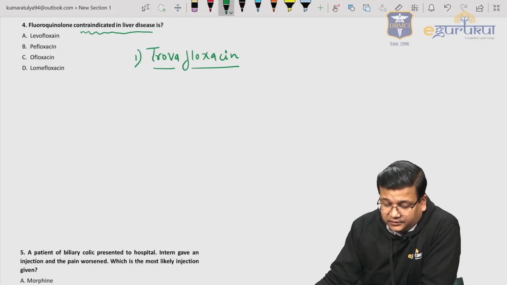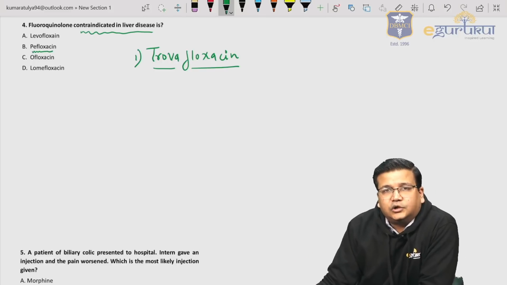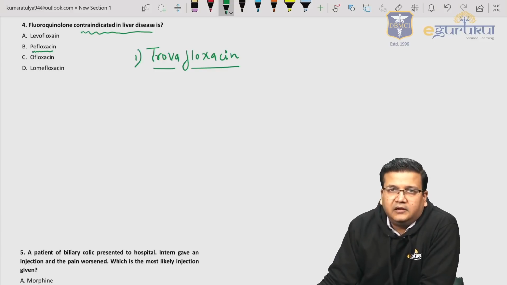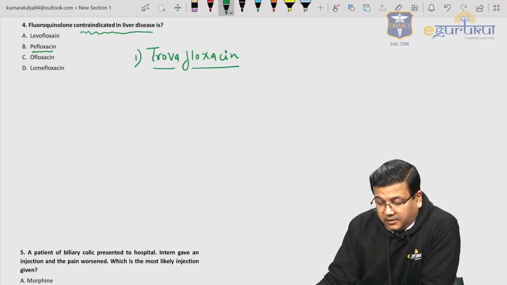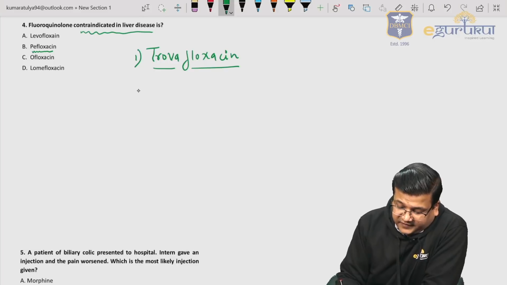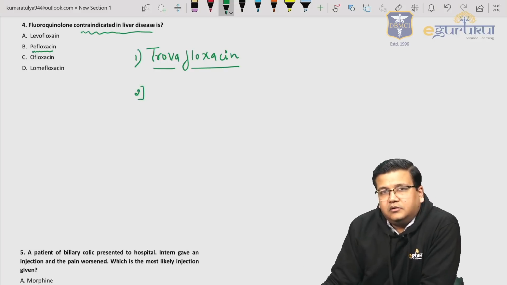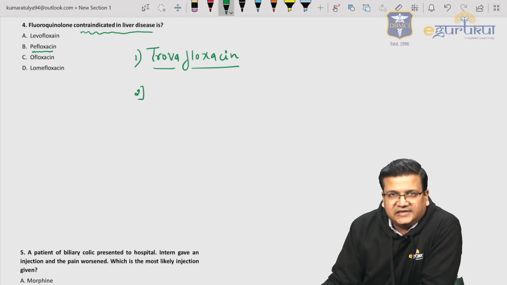So when we look at the options, pefloxacin is what may come to our mind, because the dose of pefloxacin is to be reduced in liver failure, but it is not contraindicated in liver disease. So that is not the option. Then further literature search reveals that there are two more fluoroquinolones that have been recently implicated in causing liver problems and should be avoided in patients of liver disease.